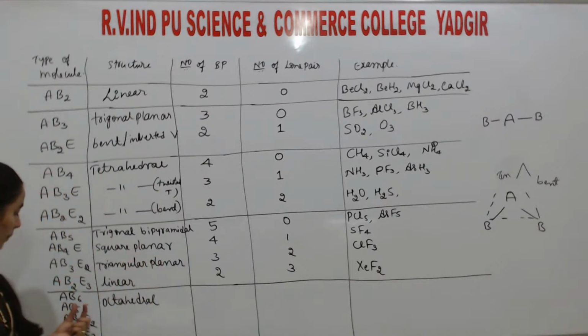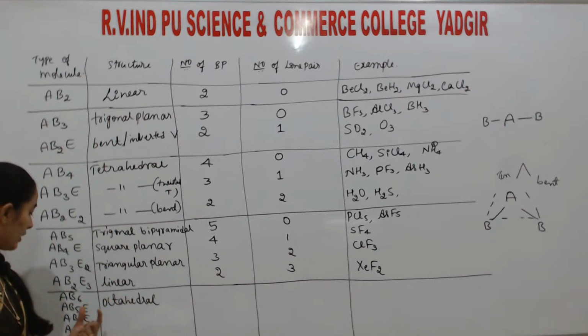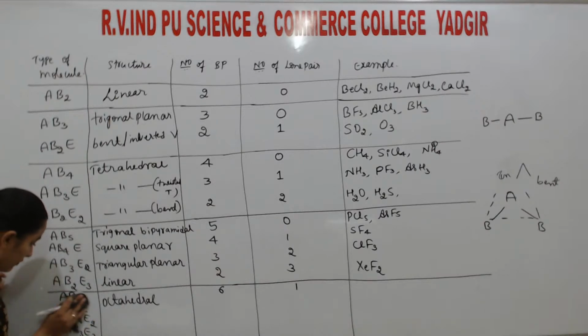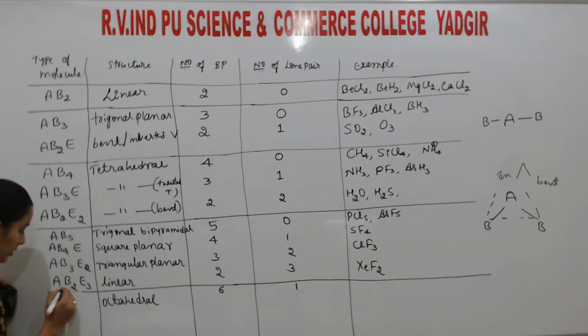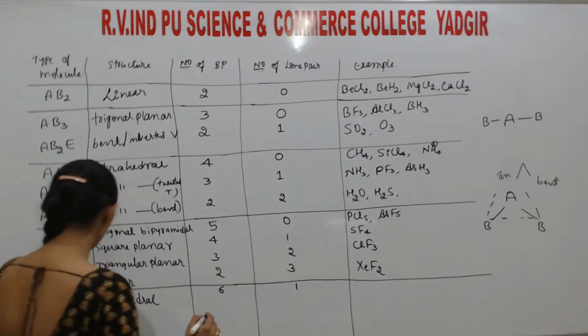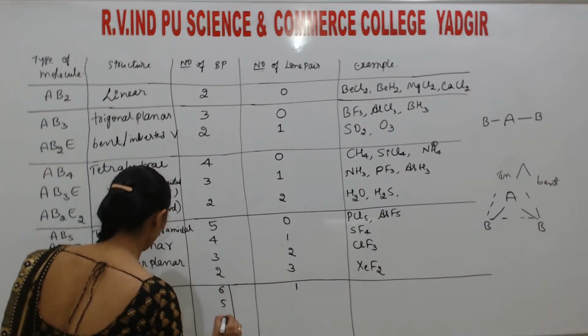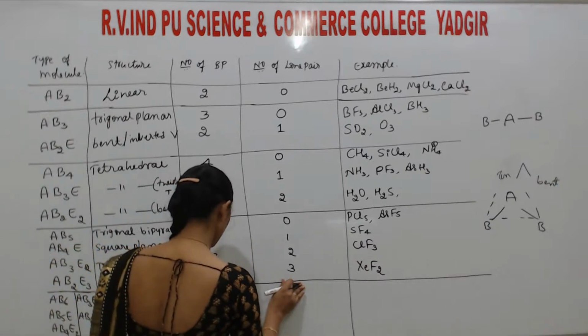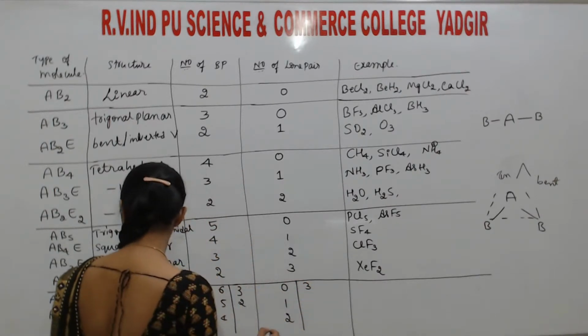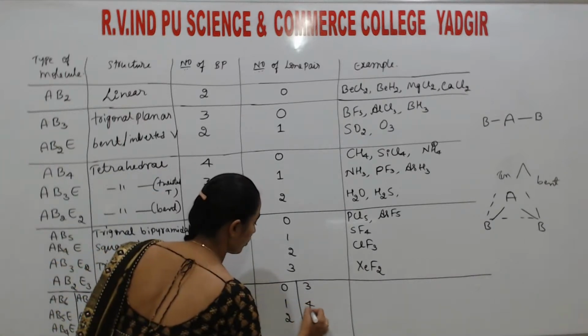So based on the example and the bond pair electrons, we can easily say which type of structure they are going to form. So listen here. AB6, 6 bond pairs. So I write here AB6, AB5E, AB4E2, and here AB3E3, AB2E4. Same here, right? 6 bond pairs, 5 bond pairs, 4, 3, 2. Here 0 lone pair, 1 lone pair, 2 lone pairs, 3 lone pairs, and E4, that is 4 lone pairs.